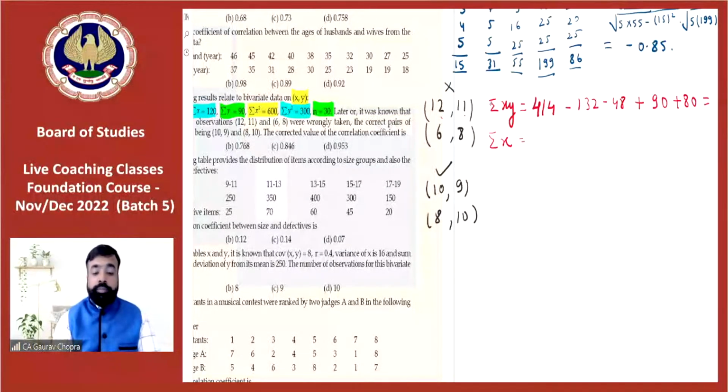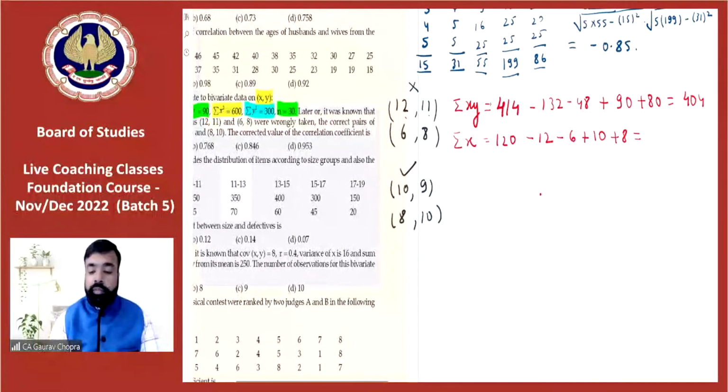Sigma x was given as 120. Now subtract the incorrect values of sigma x. 12 was incorrect, 6 was incorrect. In place of these, 10 is correct, 8 is correct. So how much are we getting? 120.